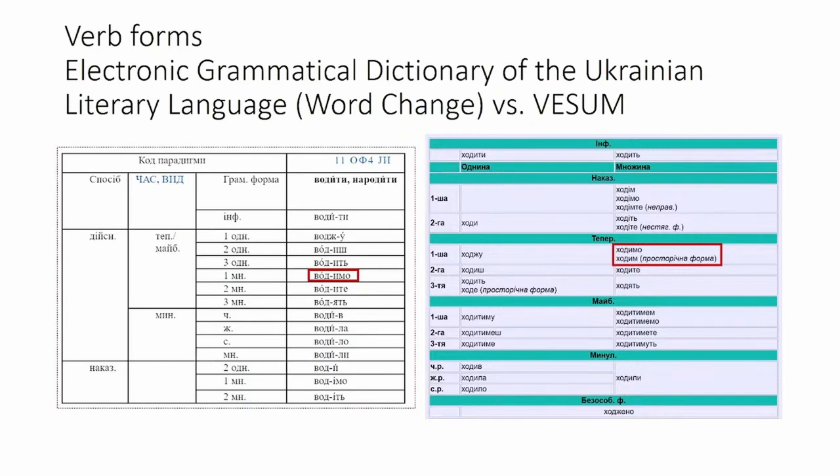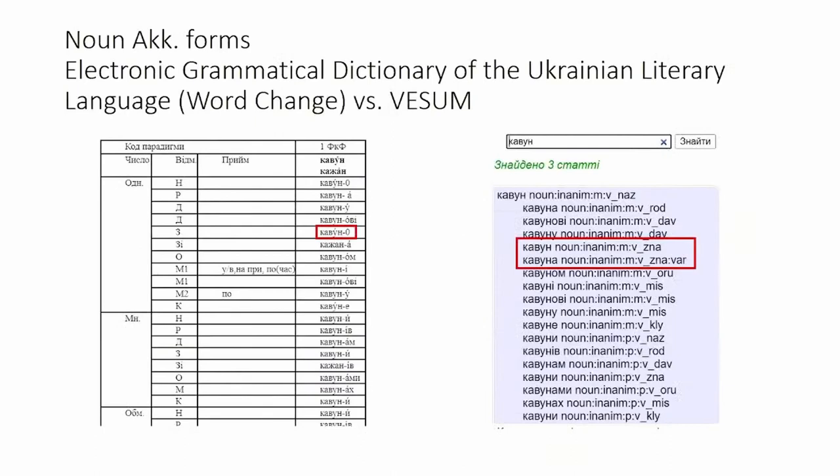some more forms of first-person plural. Here only ходімо, ходімо, and in the SUM we have three forms. Ходім, ходімте, which is wrong, and we have a tag for it, and so on. We have two variant forms of third-person singular. Ходить and ходе, which is vernacular. And some others.